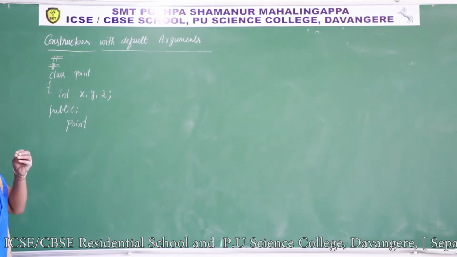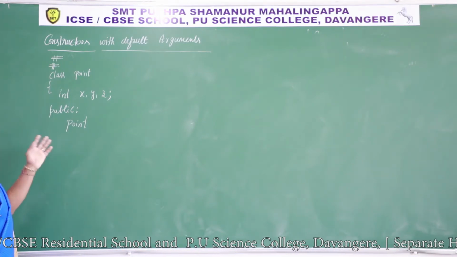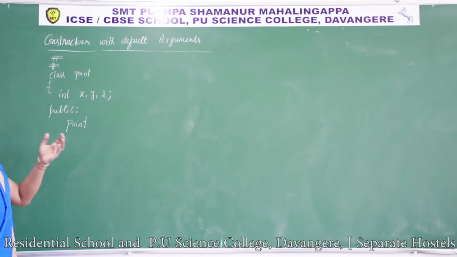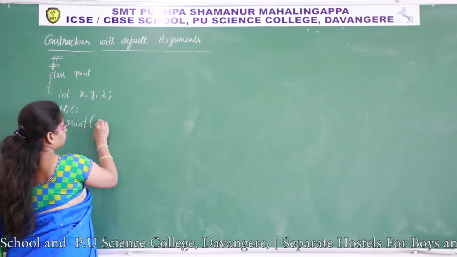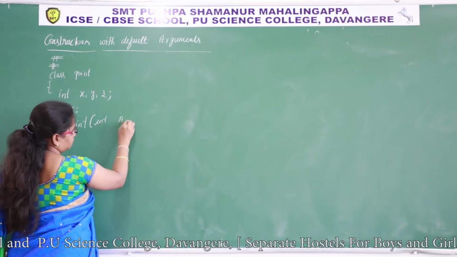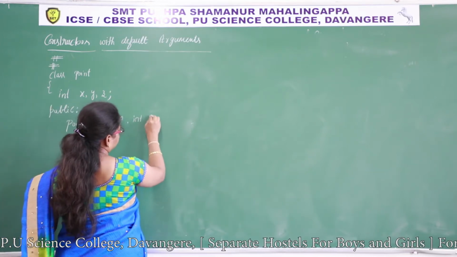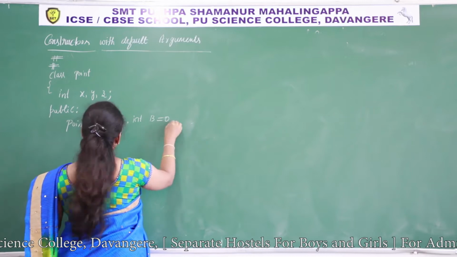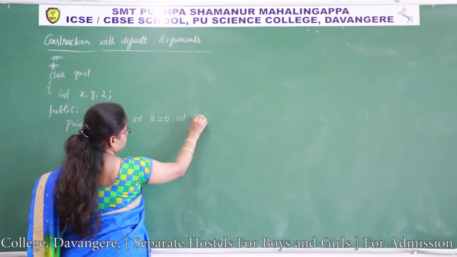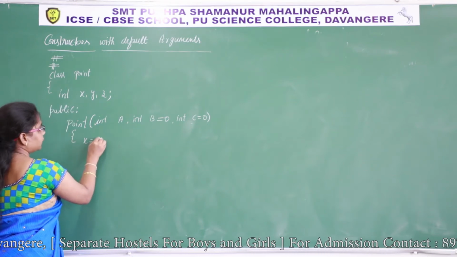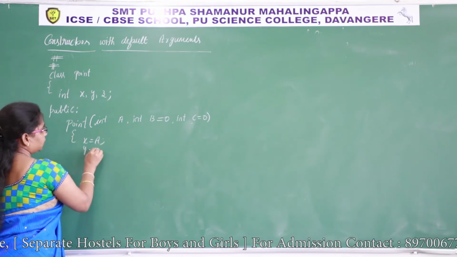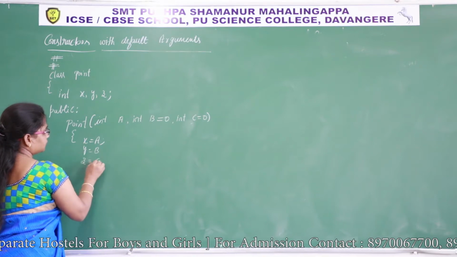If you are taking default arguments, it must be a parameterized constructor. Int a, int b is equal to 0, int c is equal to 0. Now x is equal to a, y is equal to b, and z is equal to c.